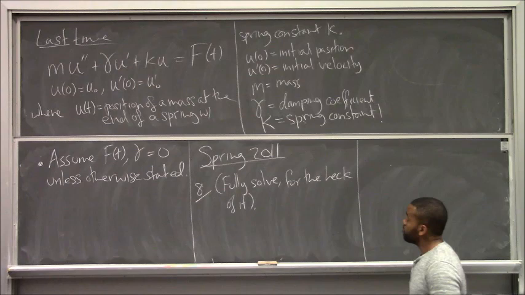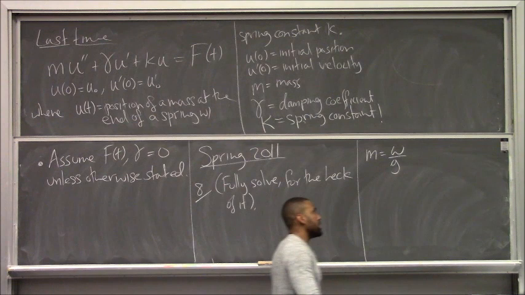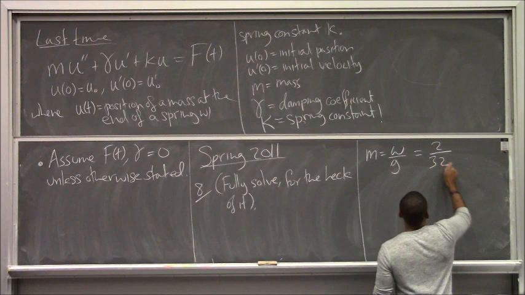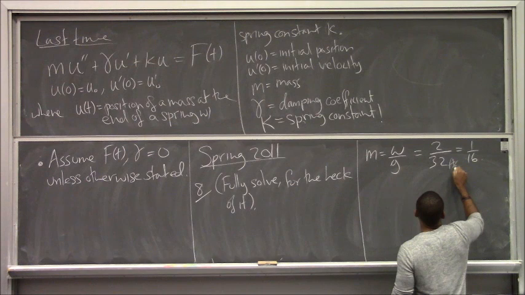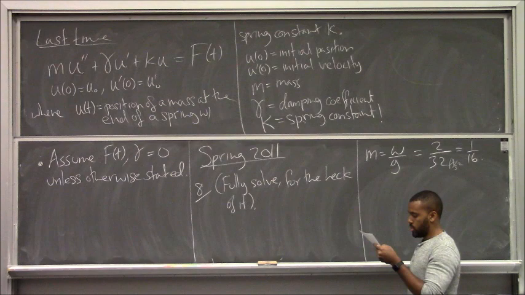M equals weight over gravity, because we know weight equals mass times gravity, since weight is a force. So 2, because it's in feet. Gravity we're considering positive because downward is the positive direction. So that's 1 over 16. And L, because this is in feet, is a half, or seconds squared. L is a half foot. Okay, so what does that mean?